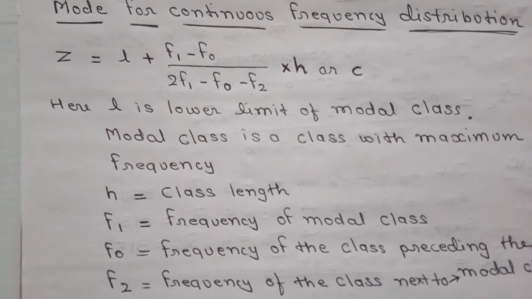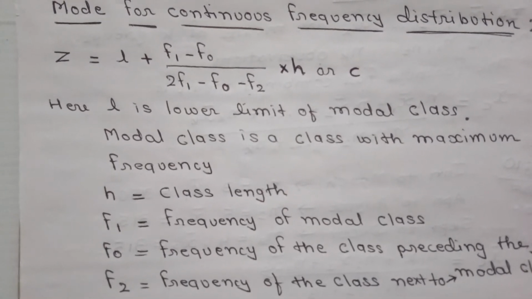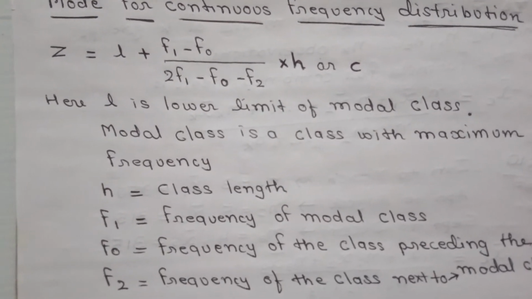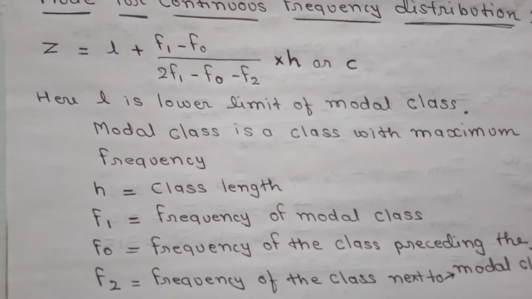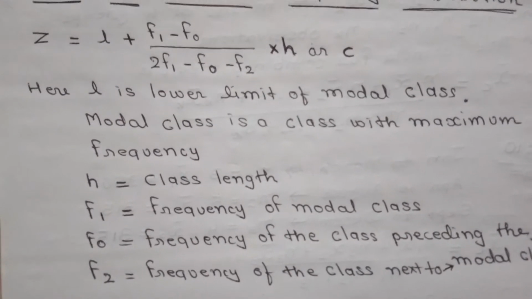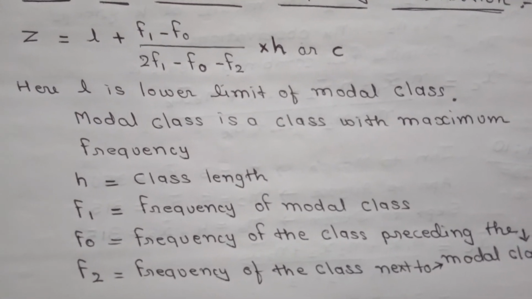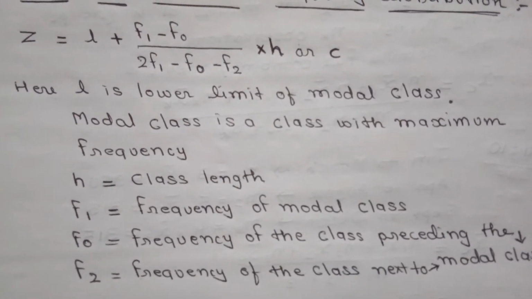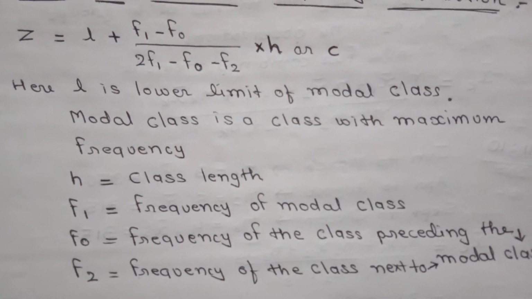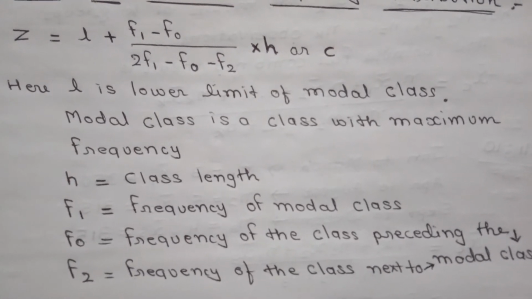Now first of all, let us describe the formula. Let us understand what the formula is. L is the lower limit of the modal class. Now what is the modal class? Modal class is the class which contains the highest frequency. When we see the example, at that time you will understand it very nicely.